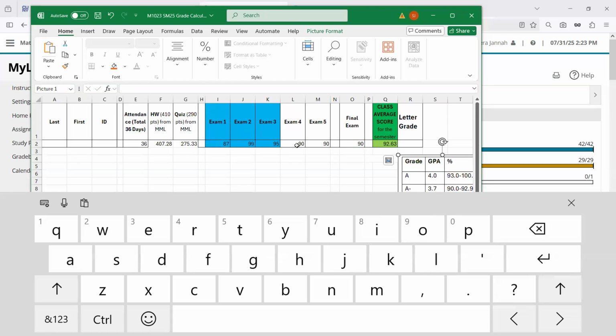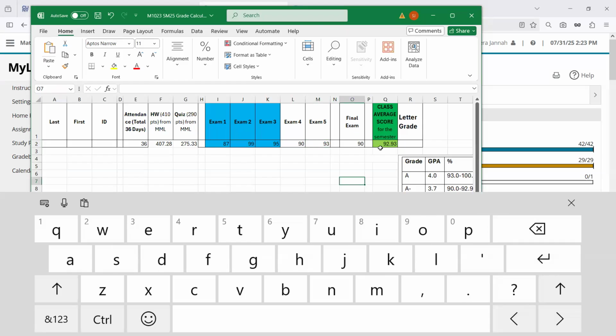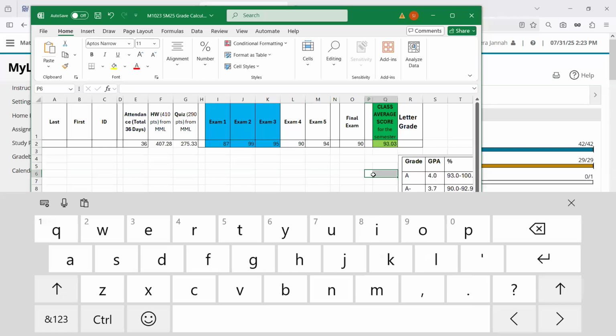Between the makeup and the original one, whichever is highest, I take that one. So, to get an A, you can probably improve exam 5. Let's say 93 on exam 5. Still not enough, see, 92.9. Let's say you got 94. 94 in the next exam, 90 in the final exam, you get an A.